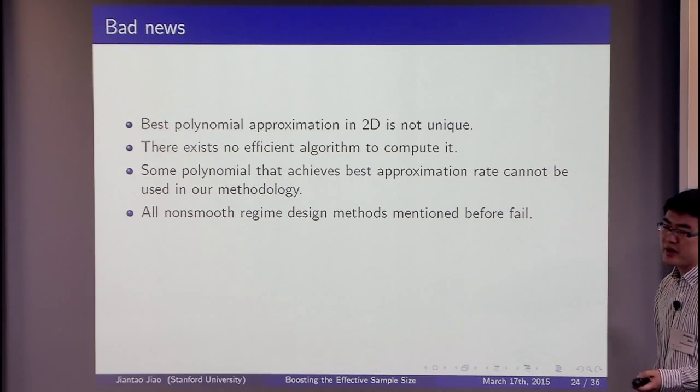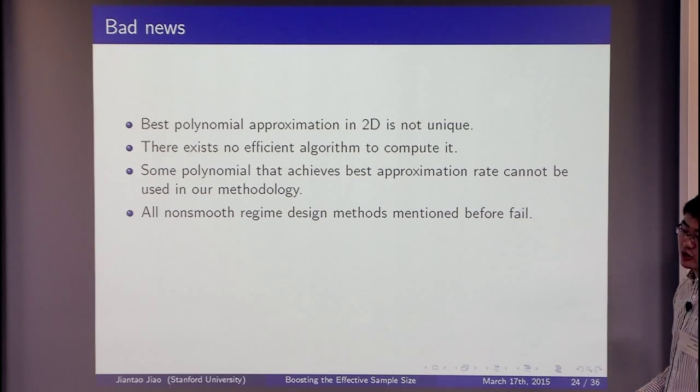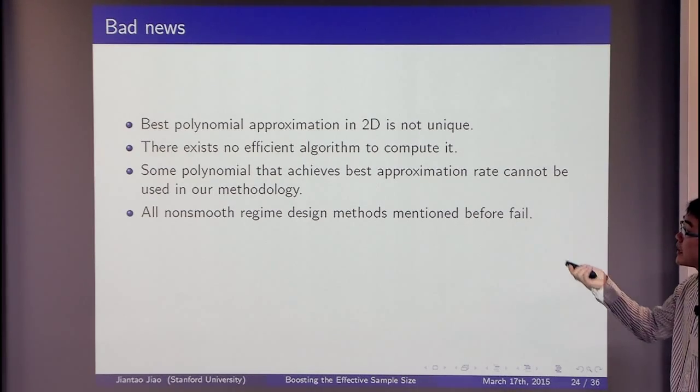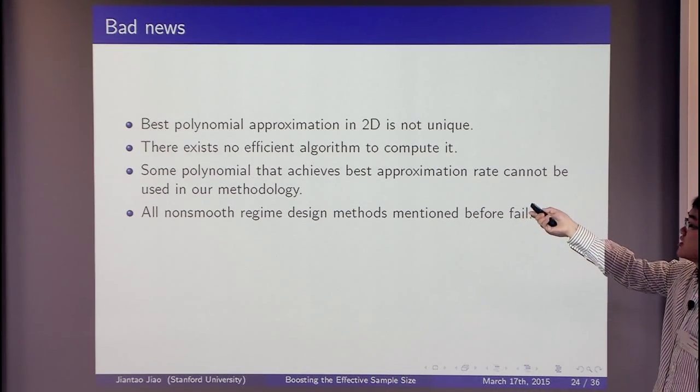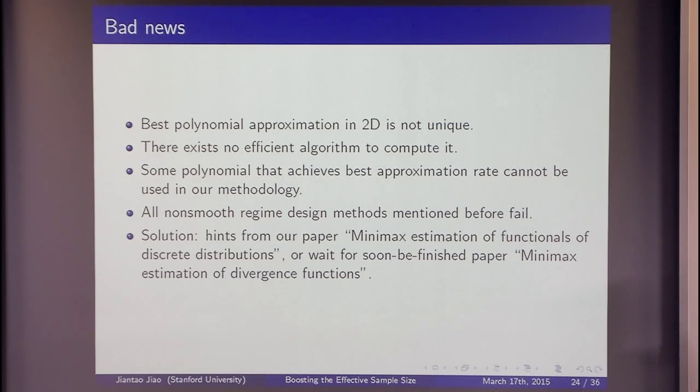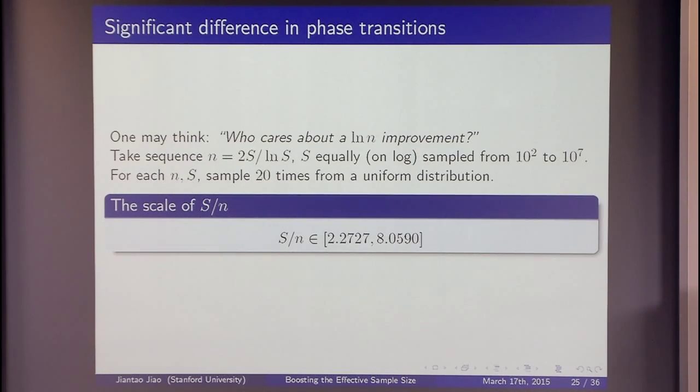And when you think, oh, I don't need the really best polynomial, I just need a polynomial whose approximation property is quite good, that's also bad news. I can give you some polynomial that achieves the best polynomial approximation rate, but it cannot be used. And also, all the non-smooth region construction ideas fail. It's very disappointing. So for the solution, you might get some hint from our paper or wait for our soon-to-be-finished paper. Later, I don't have much time, but I want to show you one example.